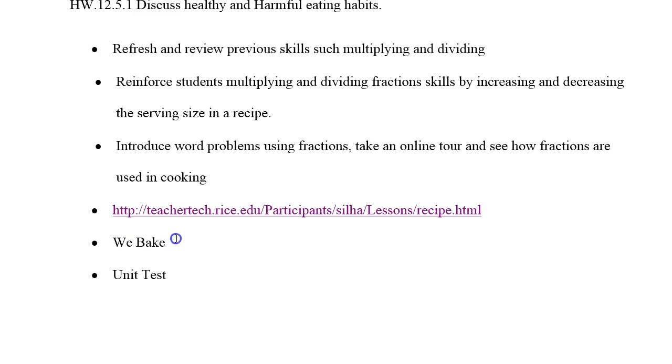Okay, and then we're going to bake. The class is going to do a project. We're going to bake and we're going to measure out our fractions for our ingredients. And then we're going to take a unit test.